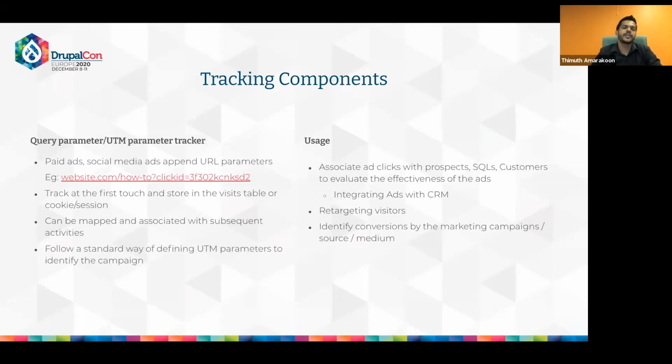And the other thing we can track is the query parameter or the UTM parameters, which are attached to this URL. For an example, in Google Ads, if you have a Google Ads campaign and if a user sees this ad, if they click and lands on your website, that URL will have a parameter called GCLID, Google Click ID. And that will be a unique parameter to identify that interaction.